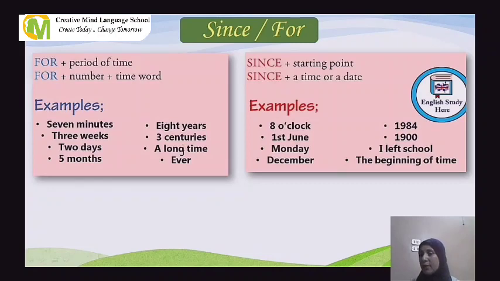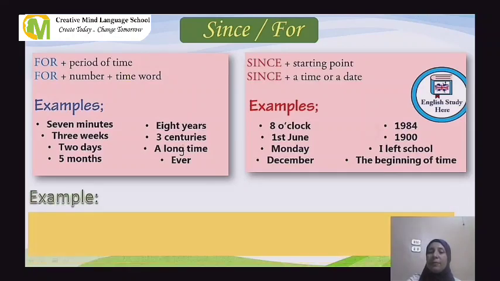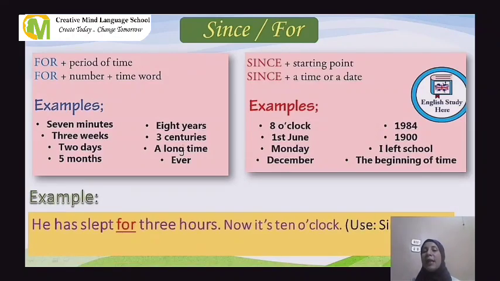Here it's a sentence, but in past simple. Since the beginning of time. Example, he has slept for 3 hours. Now it's 10 o'clock. Use since. Of course, if we use since and for, the tense is present perfect tense. So we are not going to change the tense. Only remove for and put since instead.